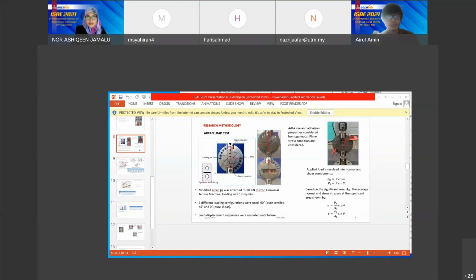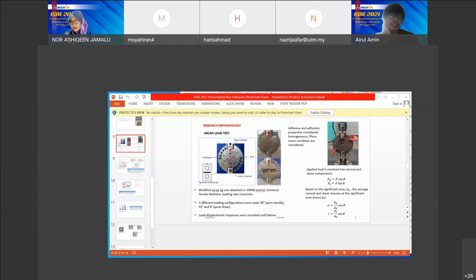So this modified Arcan enables different orientation angles to be used in the loading configuration. In the study, we use three different loading configurations: 90-degree, or pure tensile, 45-degree, and also 0-degree loading configuration, which is pure shear. Then the load displacement response was recorded for the whole test until failure occurred.